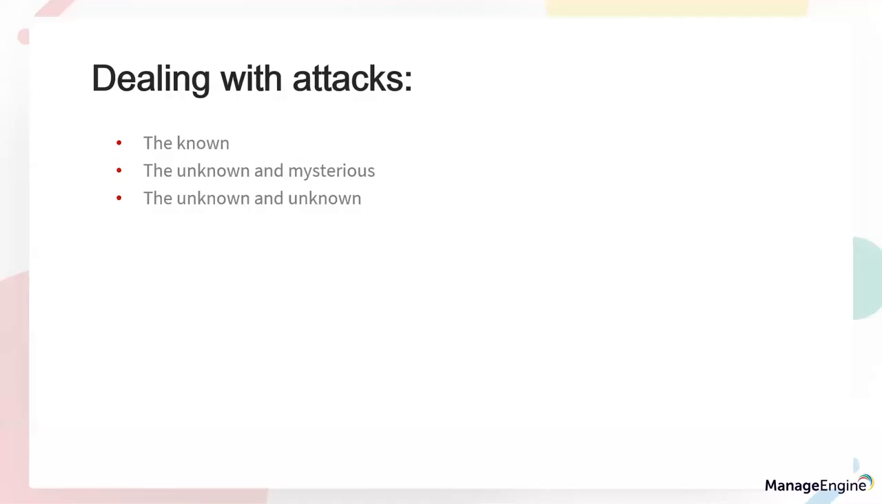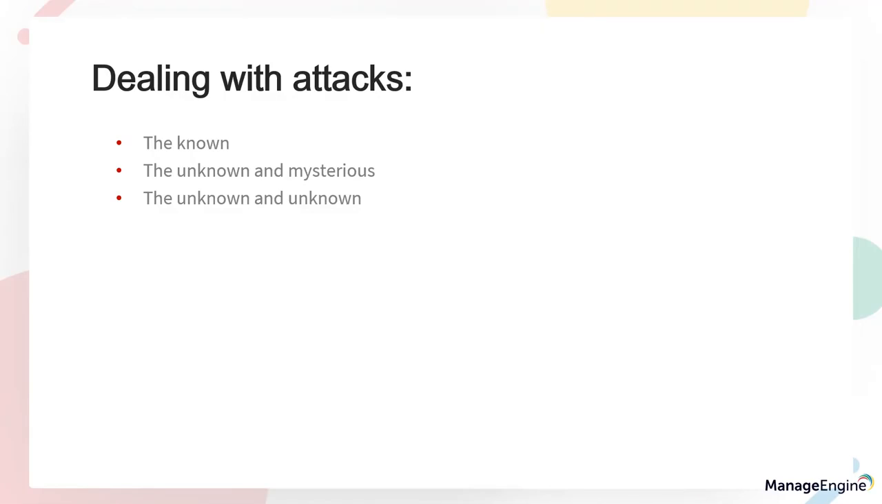I said I will be dealing with attacks: where to start, what to do. So the first category is the known. The second is the unknown and mysterious. The third is the unknown unknown. When I talk about the known, let's quote some examples. The first is ransomware attacks, brute force attacks, privilege escalations. These are things that are known, or at least we have been trying to know them better over the years.